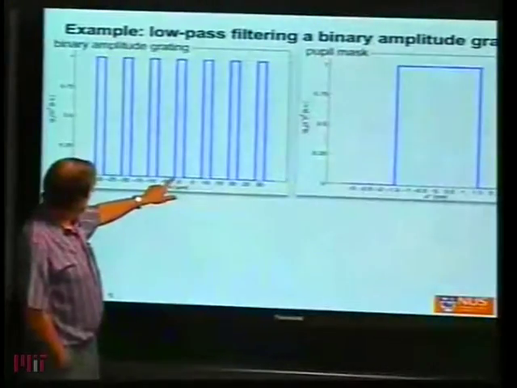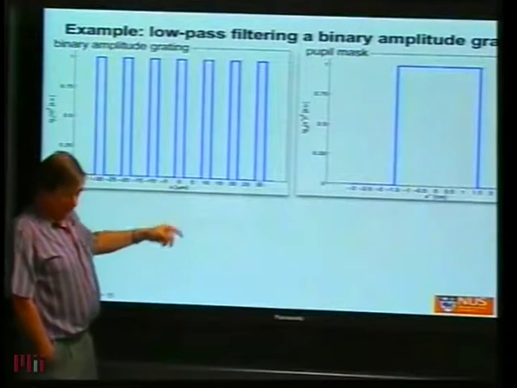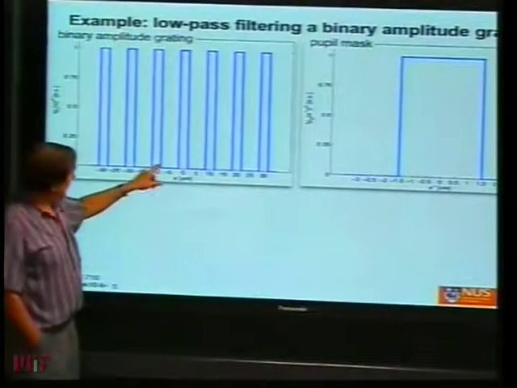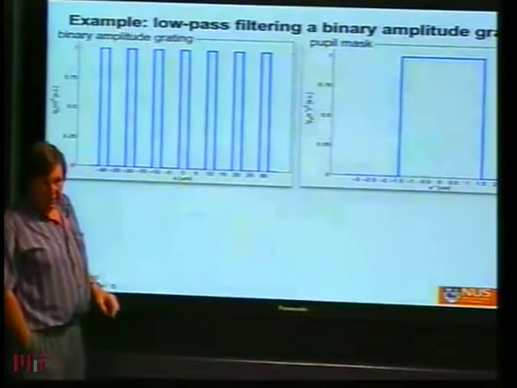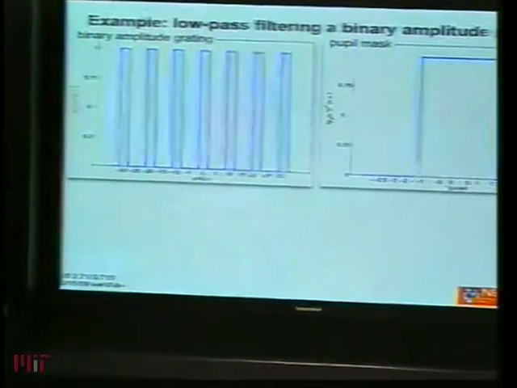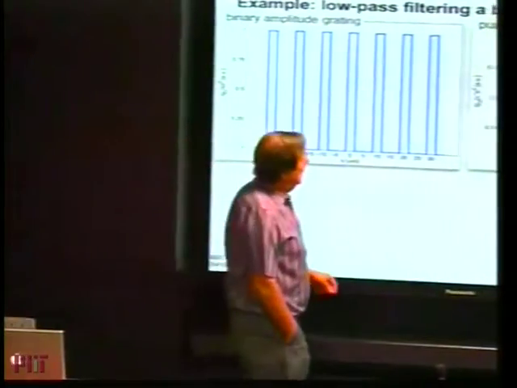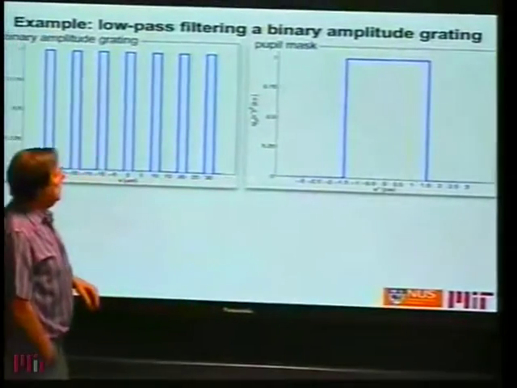You can see that it's not symmetrical, by the way. The duty cycle is not a half, right? So the width of the bright regions is smaller than the width of the dark regions. And that's important when it comes to looking at the Fourier transform and therefore the spectrum of that. And then the pupil mask that we're going to look at looks something like that.